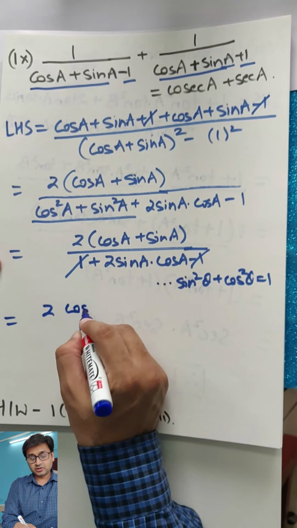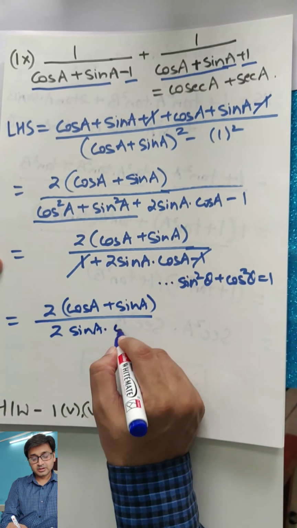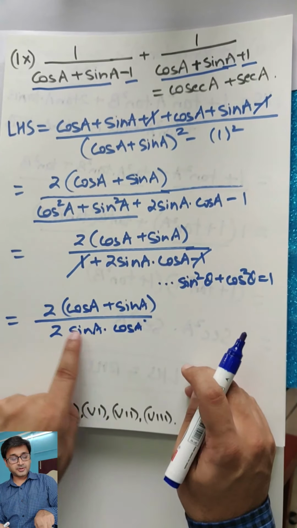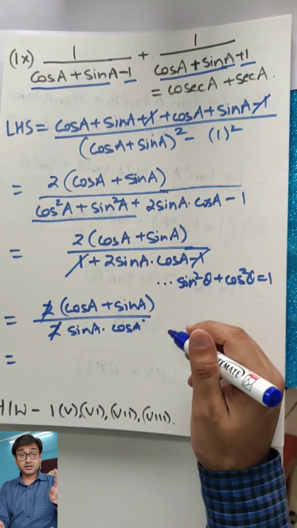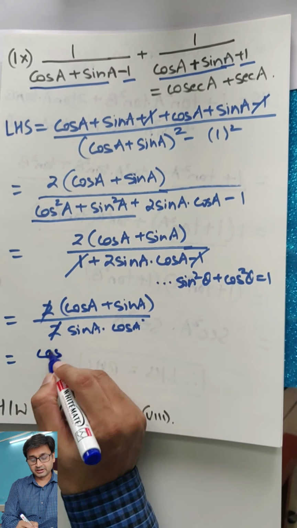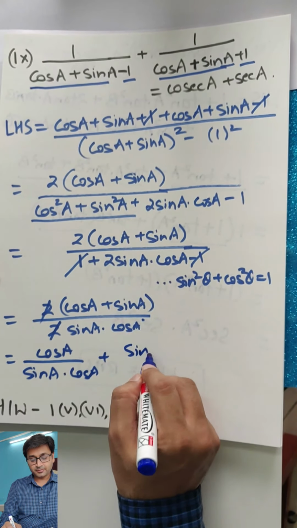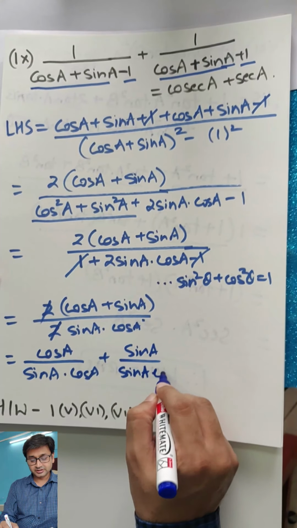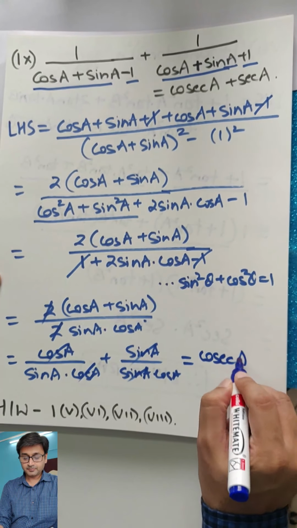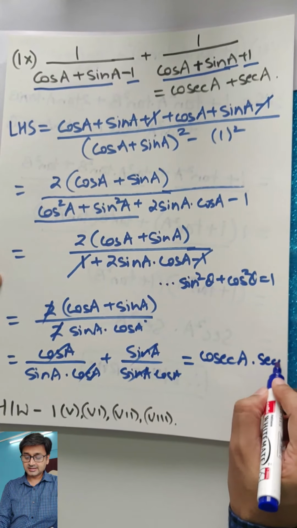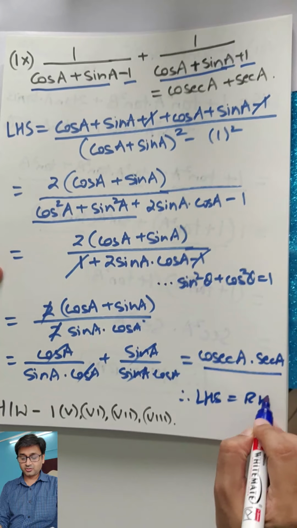So finally I'll get 2 times cos A plus sin A upon 2 times sin A into cos A. Now here everything multiplied, here also multiplied, so I can cancel this 2. Now what is left? Look at the RHS. Reverse LCM. Superb. If you got that, brilliant. So cos A upon sin A into cos A plus sin A upon cos A or sin A into cos A. So this sin A cancels, this cos A cancels. So 1 upon sin A is cosec A into 1 upon cos A is sec A. Exactly, that's what you had to prove. And therefore I can say my LHS is equal to RHS.